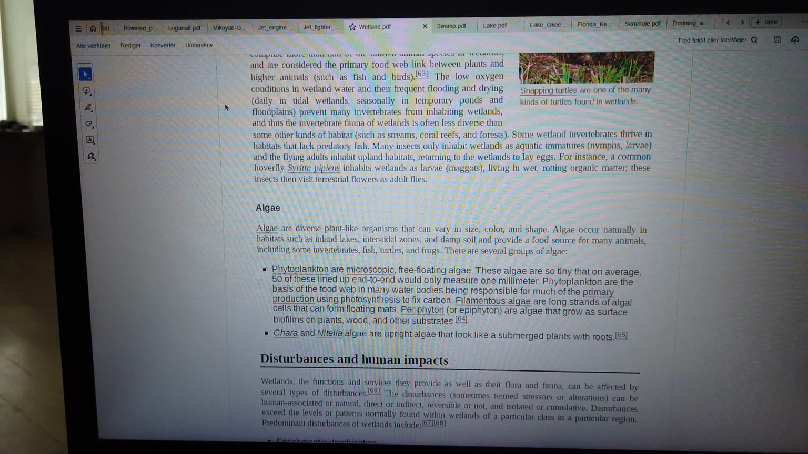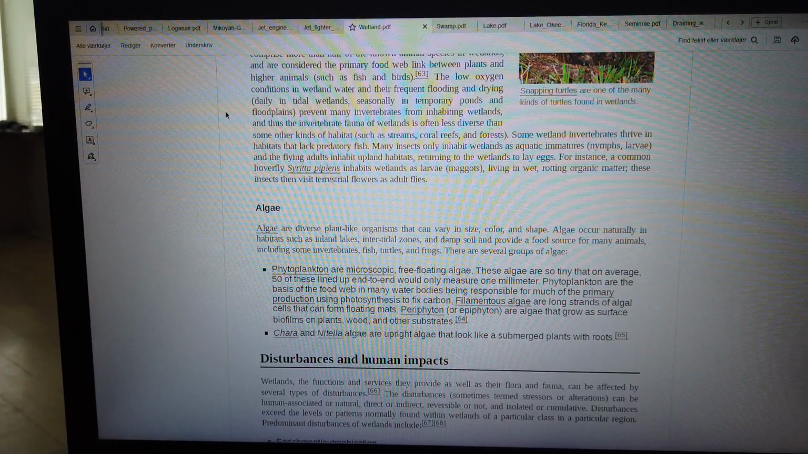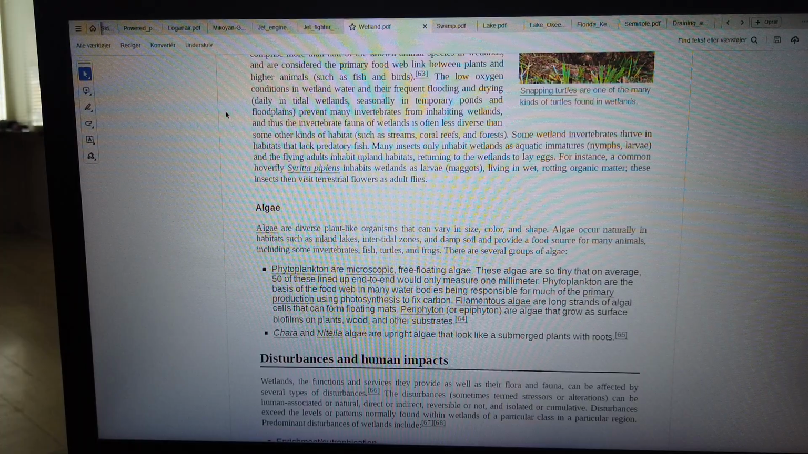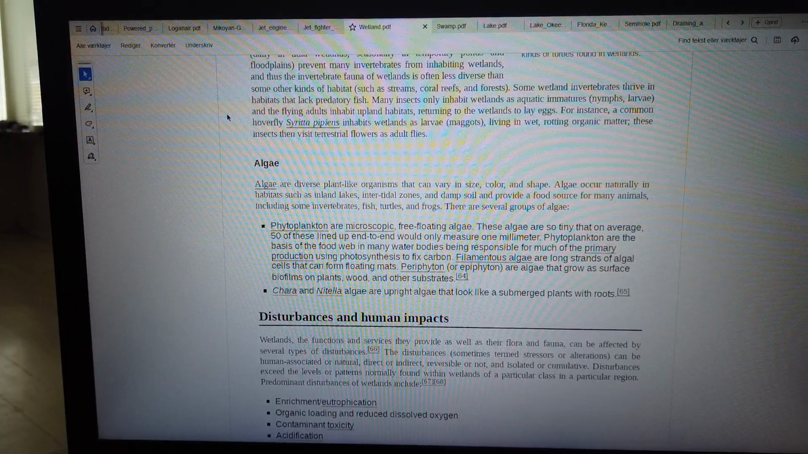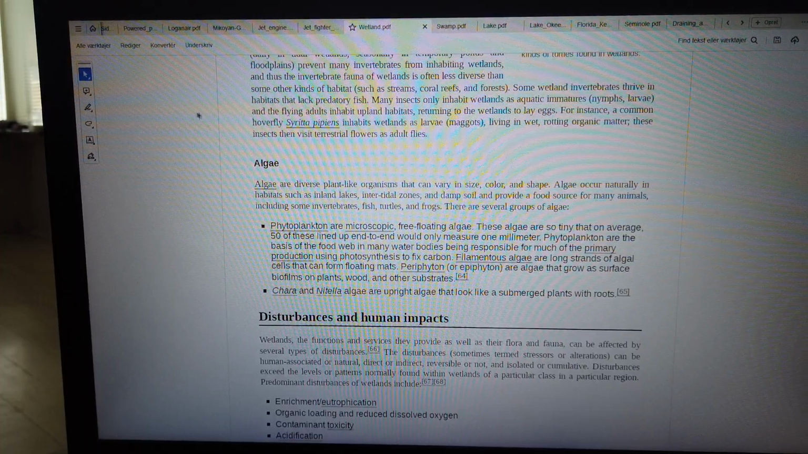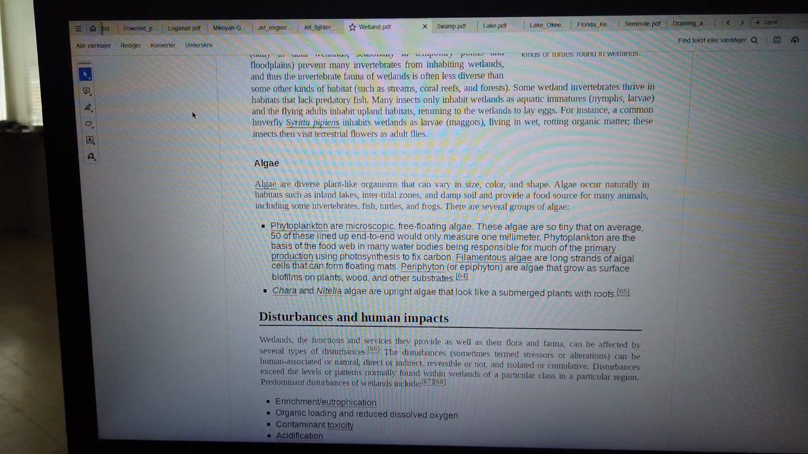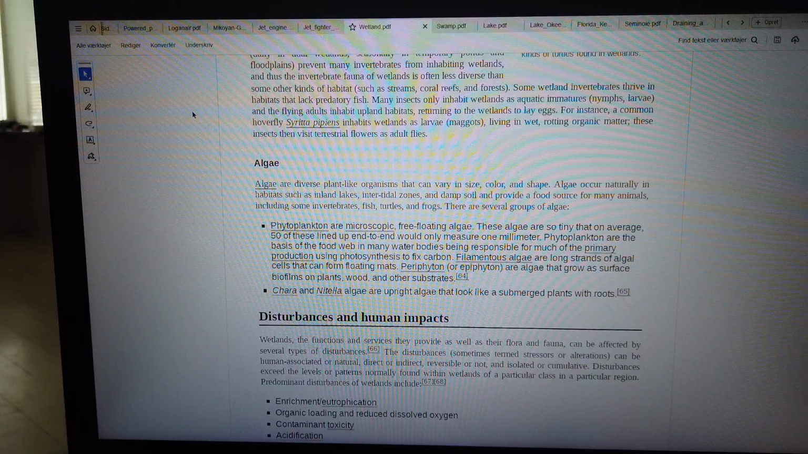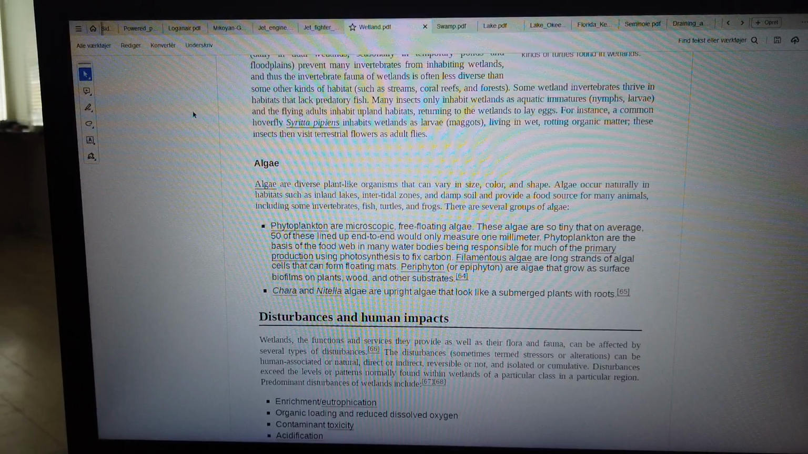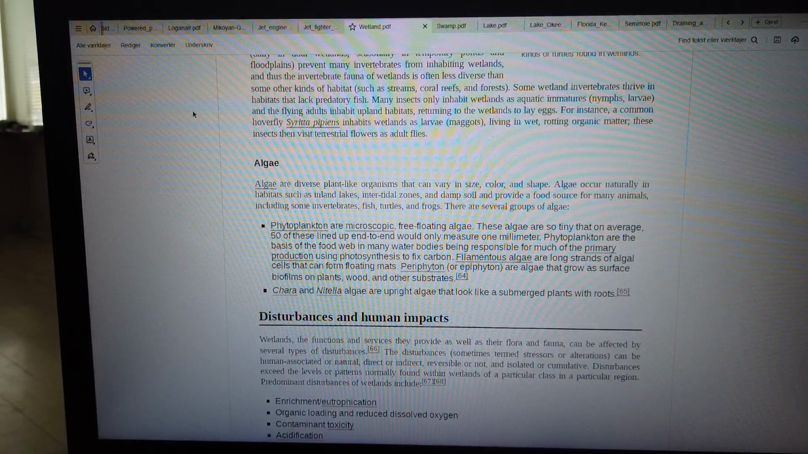Many insects only inhabit wetlands as aquatic immatures, nymphs, larvae, and the flying adults inhabit upland habitats, returning to the wetlands to lay eggs. For instance, a common hoverfly, Syrphus pipiens, inhabits wetlands as larvae, maggots, living in wet, rotting organic matter. These insects then visit terrestrial flowers as adult flies.